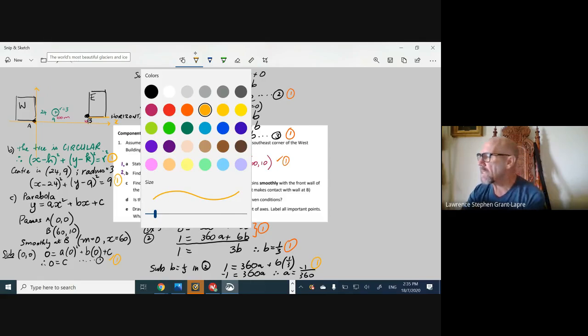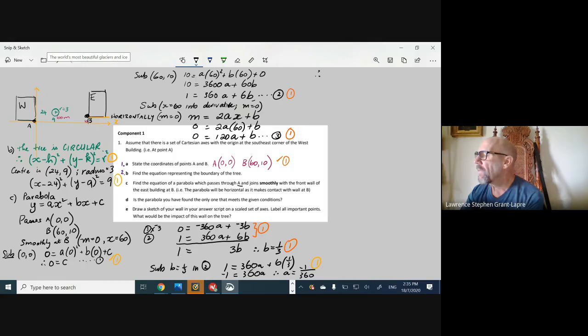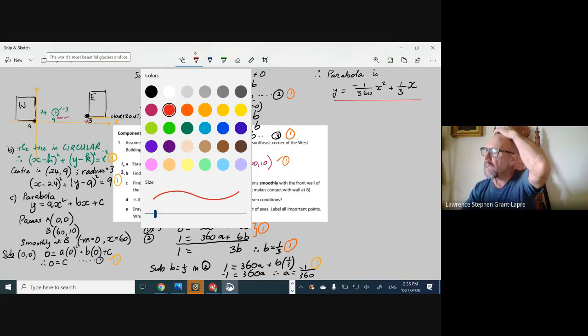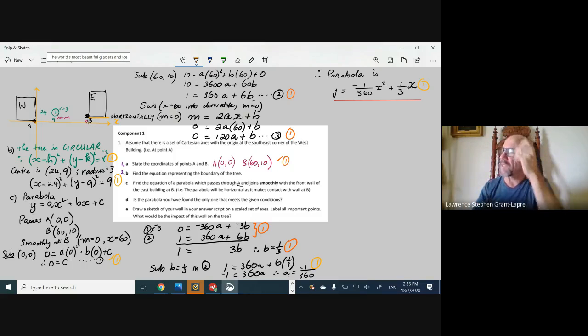Our 8th mark is to say, therefore, our parabola is y equals negative 1 over 360 x squared plus a third x. All right, and just for stating your parabola, that's worth a mark. That's your correct answer. All right, so 8 marks for part C.